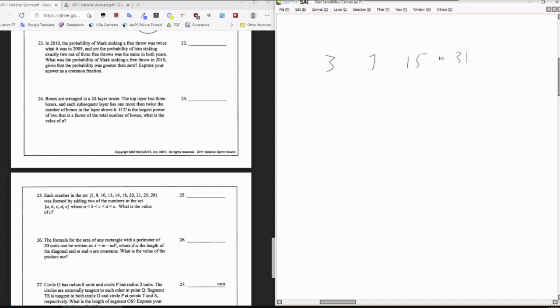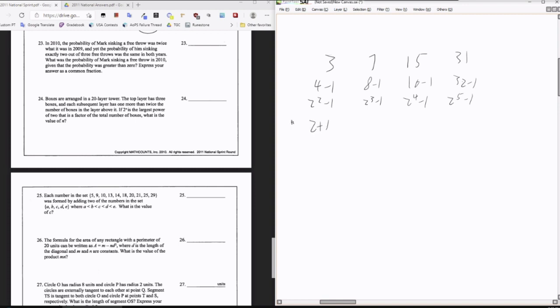So you might notice a pattern here, which is this is 4 minus 1, this is 8 minus 1, this is 16 minus 1, this is 32 minus 1. And these are just powers of 2, right? 2 to the 3 minus 1, 2 to the 4 minus 1, 2 to the 5 minus 1. And this pattern continues, and this can be proven because if you think about it, 3 is 2 plus 1.